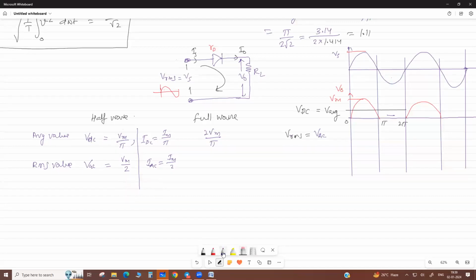Okay, now for full wave. For full wave we are writing the current, we need the current. So here IDC will be double, 2 Im by pi. And IAC is Im by root 2 in full wave. So please do not confuse. For half wave it is this. For full wave it is this. Okay, clear?